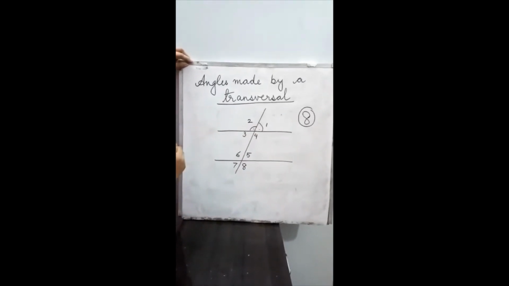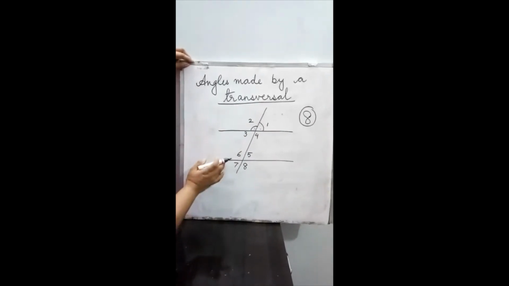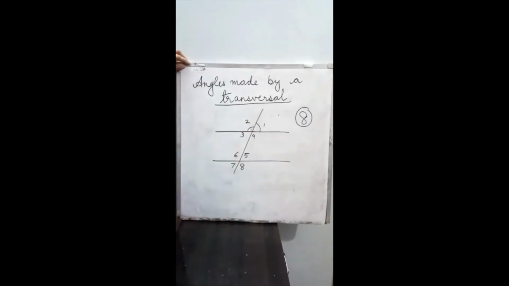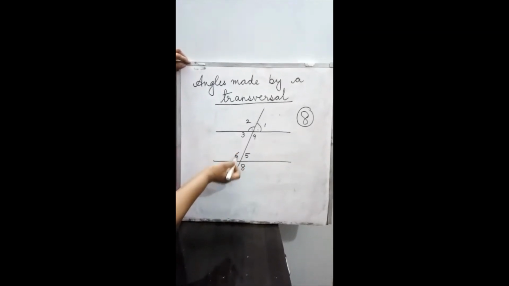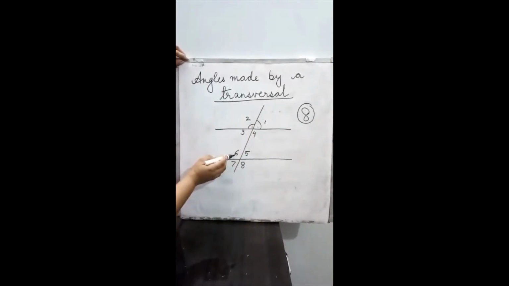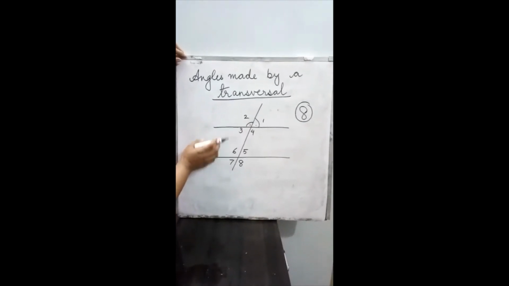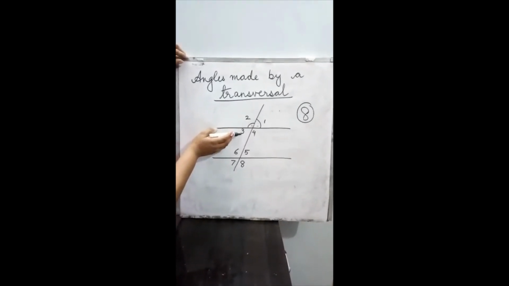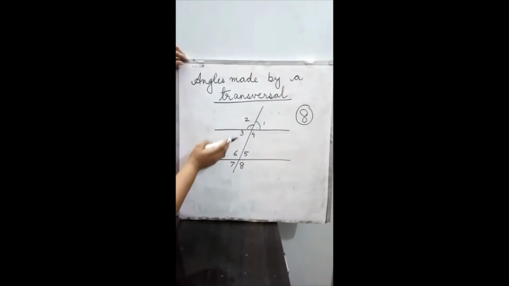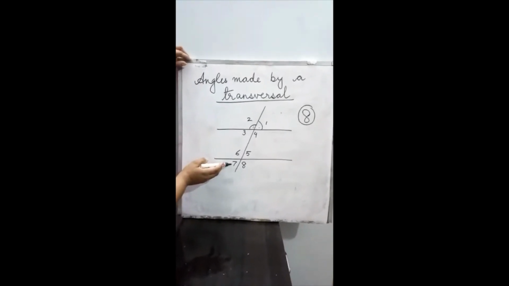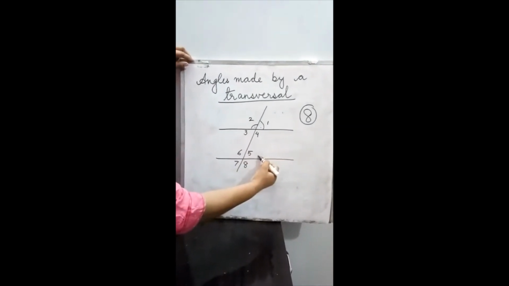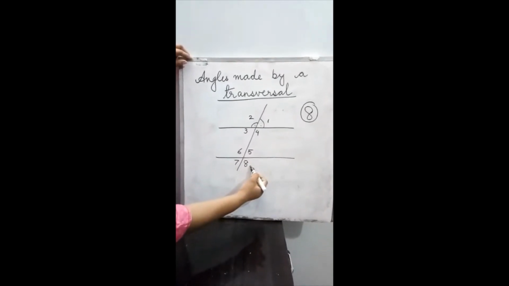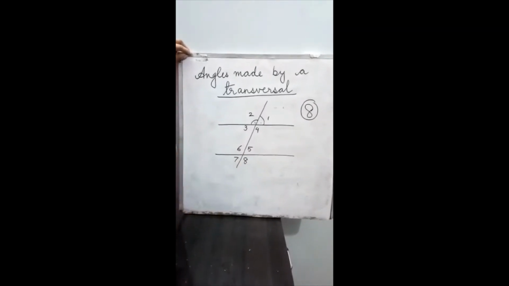Now talking about the angles on the first line and on the second line, which is cut by a transversal. Angle 2, which is above the line, and on this straight line the angle 6, which is above the line. So angle 2 and angle 6 are corresponding angles. Angle 3 is below this line, and angle 7 is below this line. So angle 3 and angle 7 are corresponding angles. On the other side, angle 1 and angle 5 are corresponding. Angle 4 and angle 8 are corresponding angles. So this was about corresponding.